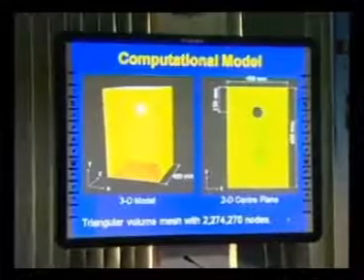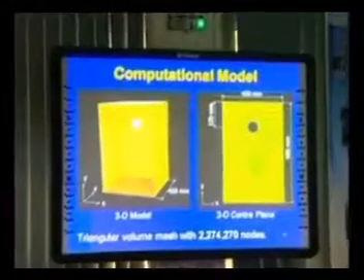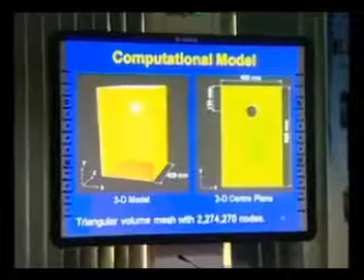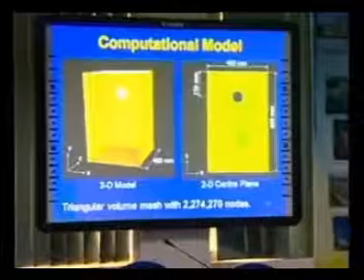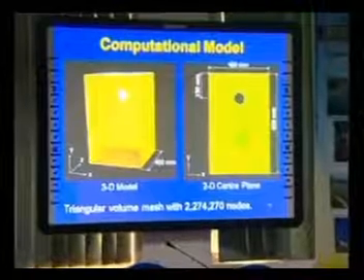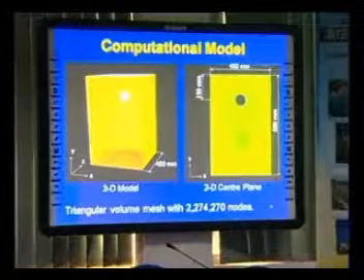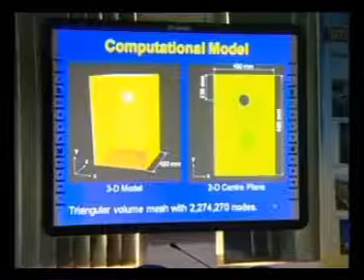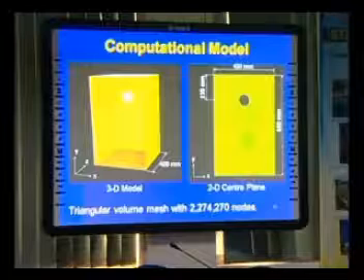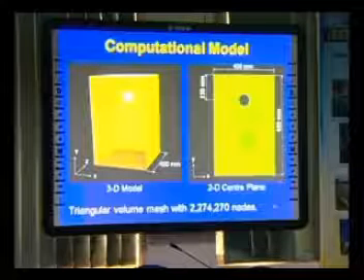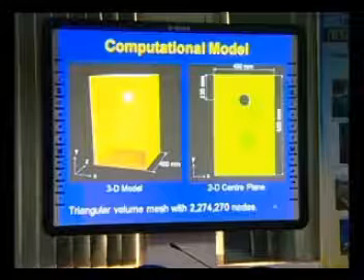So this is the computational model. Here this is the 3D model. This is the center plane of the 3D model. So this is the 2D center plane. Here I have the cricket ball in the middle. So this length is 400 millimeters. This is 600 millimeters. So this was kept 150 millimeters from the inlet boundary. So this is the inlet boundary, this is the outlet boundary. These are the symmetrical boundaries.